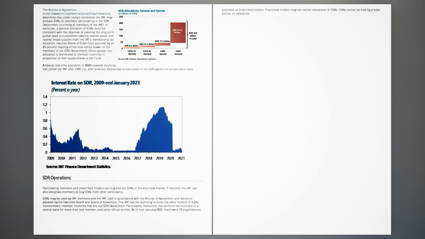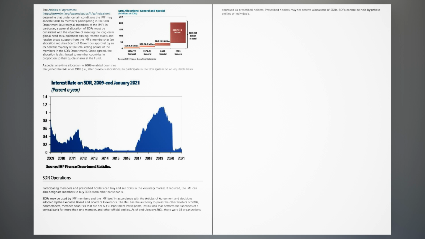SDR allocations. The Articles of Agreement determine that under certain conditions the IMF may allocate SDRs to members participating in the SDR Department, currently all members of the IMF. In particular, a general allocation of SDRs must be consistent with the objective of meeting the long-term global need to supplement existing reserve assets and receive broad support from the IMF's membership. An allocation requires Board of Governors approval by an 85% majority of the total voting power of the members in the SDR Department. Once agreed, the allocation is distributed to member countries in proportion to their quota shares at the Fund. A special one-time allocation in 2009 enabled countries that joined the IMF after 1981, that is, after previous allocations, to participate in the SDR system on an equitable basis.